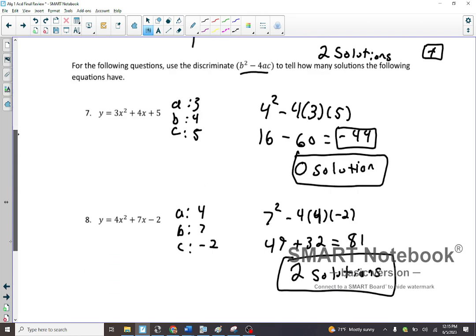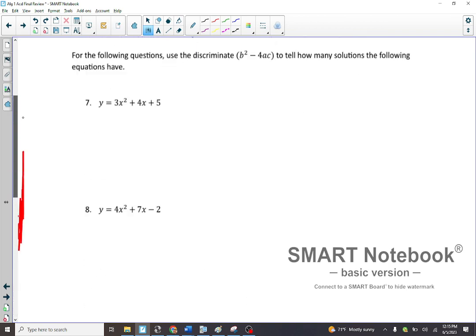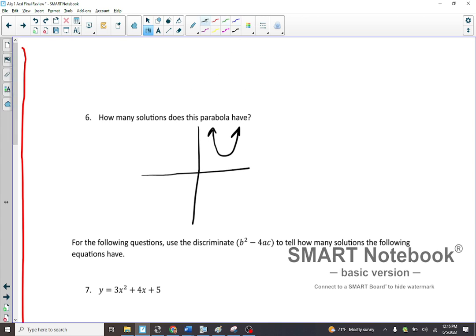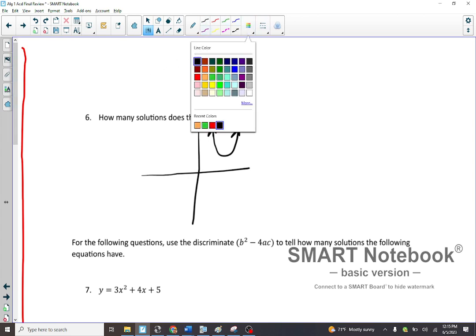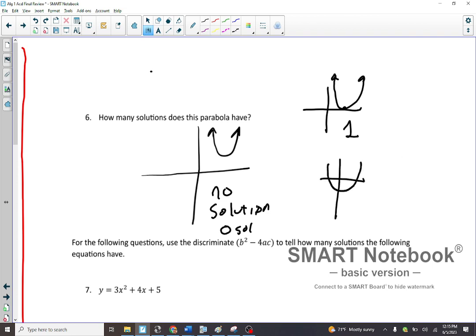Oh, we did this. Let me just clear it so I can do it one more time. All right, for this one, how many solutions does this parabola have? Since it hits the x-axis none, it'll be no solutions, or 0 solutions, I guess I should say. If it hits the x-axis exactly once, like over here, that's 1 solution. And if it hits the x-axis twice, like over here, that'd be 2 solutions. So looking at the graph, you could tell if it's 0 solutions, 1 solution, or 2 solutions.